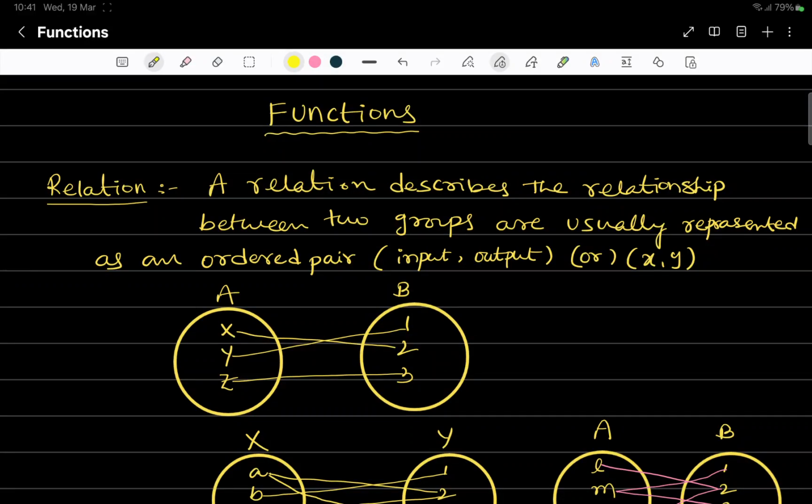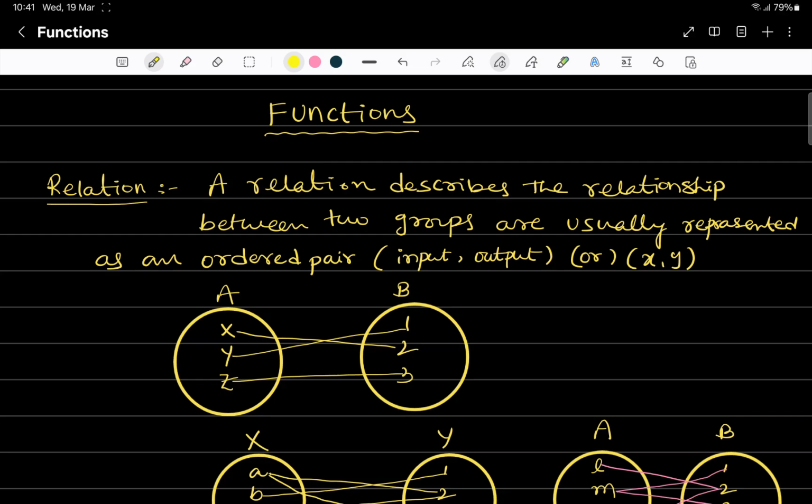Good morning, students. Today we are going to discuss functions in algebra. Okay, so functions. What is a function? Before defining a function, first we will define what a relation is.